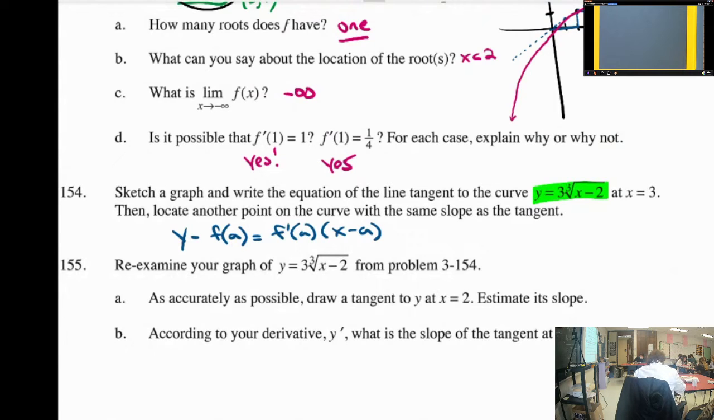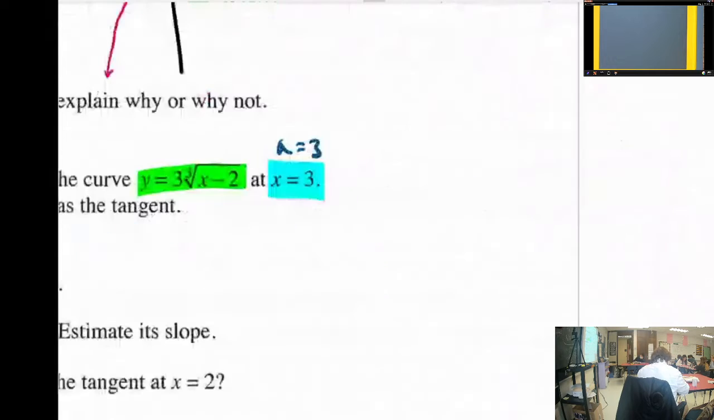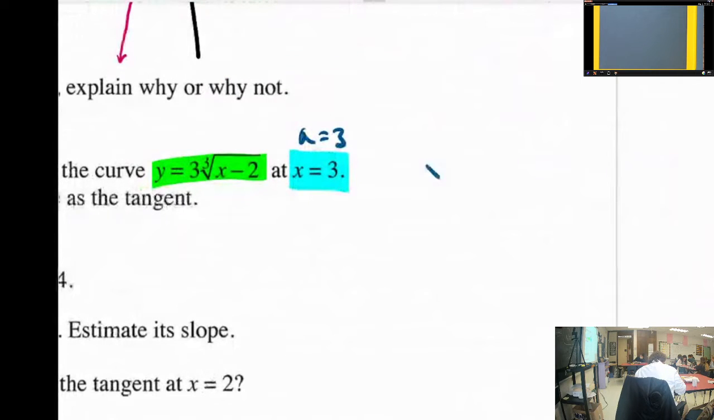In this case, we're told that a is 3, but we still need a few other pieces of information. We need to know what f of 3 is, or what would happen if we plug 3 into x, and we also need to know what f prime of 3 is. So let's go ahead and work on those things. First thing we need to know is, what is y when x is 3? So we'll plug in 3 times the cube root of 3 minus 2, just subbing in our given a value into our equation.